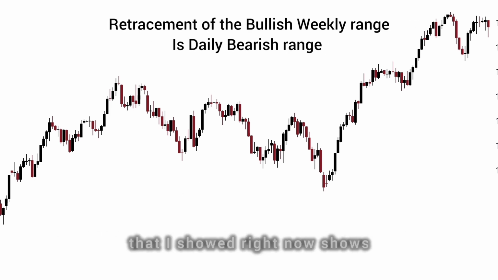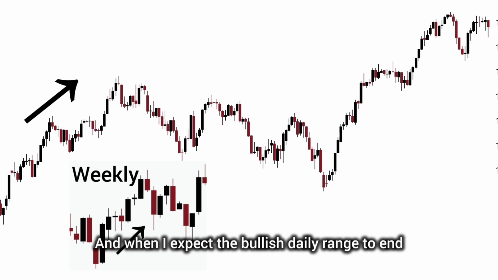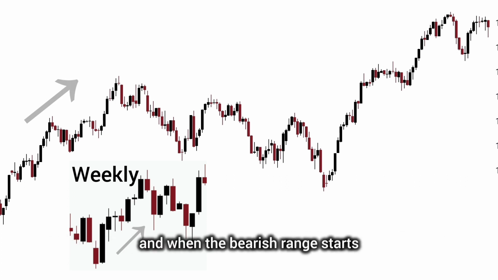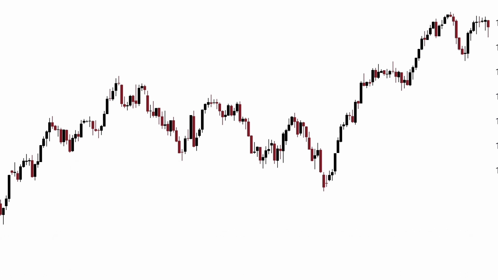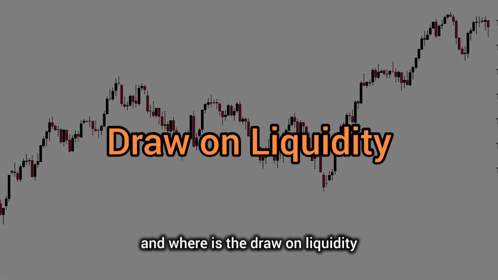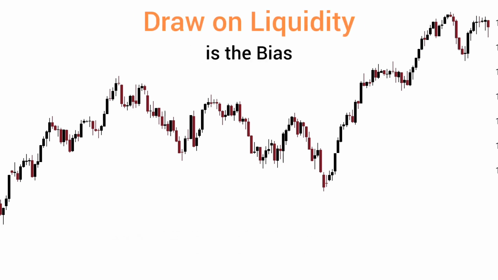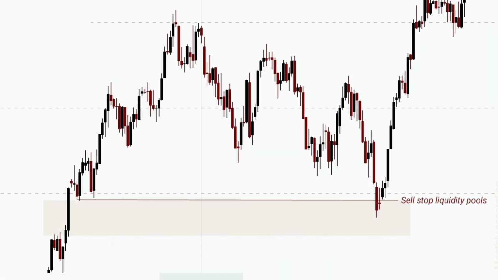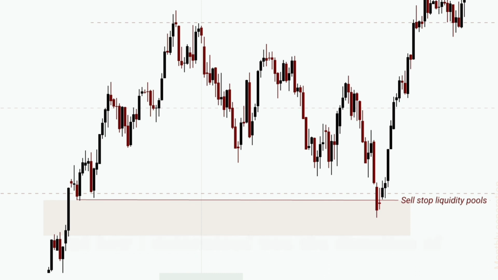So this example that I showed right now shows how the weekly range and the daily range are related, and when I expect the bullish daily range to end and when the bearish range starts, and also how the ranges change after it reaches its objective. So how I determine the objective of the daily range and where is the draw on liquidity. This section is very important because this is where I show where is the draw on liquidity of a certain range and how I determine what's the direction of the next daily range, which is my daily bias.